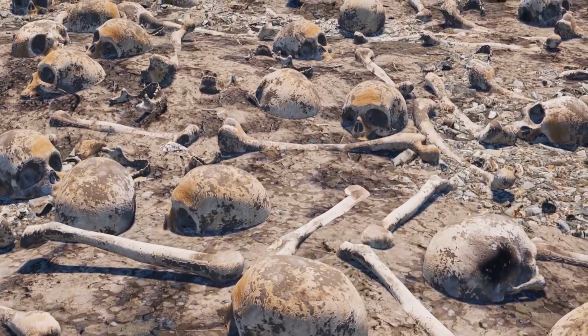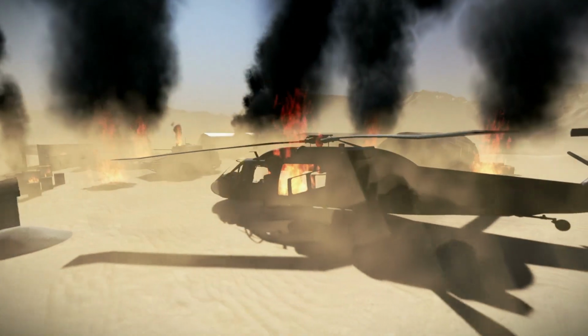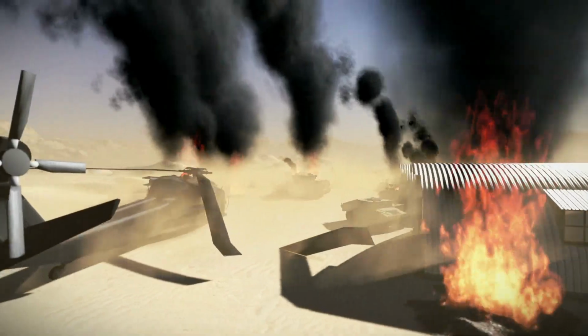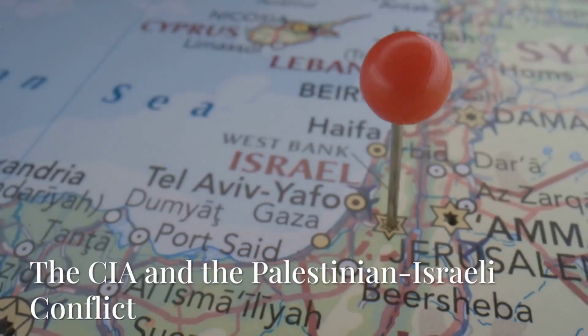It strengthened his grip on power and enabled him to carry out further atrocities. Moreover, the US decision to back Iraq in the war against Iran contributed to regional instability and fueled sectarian tensions between Sunni and Shia Muslims.